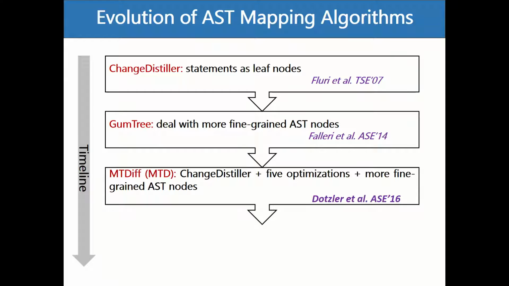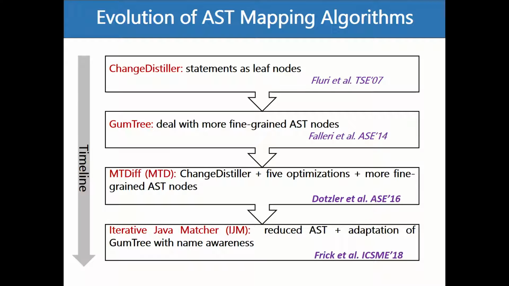After that, MTDiff was proposed by Dotzler et al. MTDiff is based on ChangeDistiller with 5 optimizations. It also deals with fine-grained AST nodes. Recently, Frick et al. proposed the Iterative Java Matcher, also named IJM. It uses a reduced AST and leverages an adaptation of GumTree to map AST nodes.